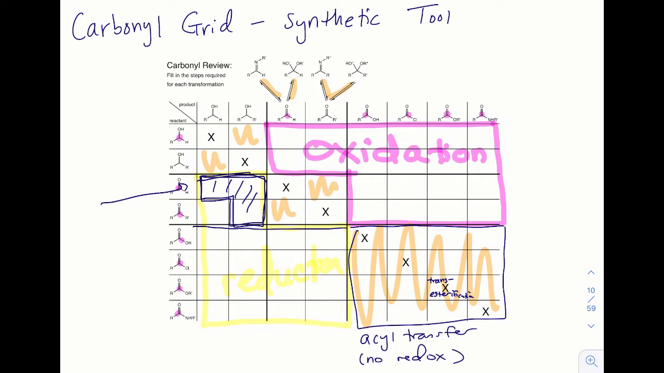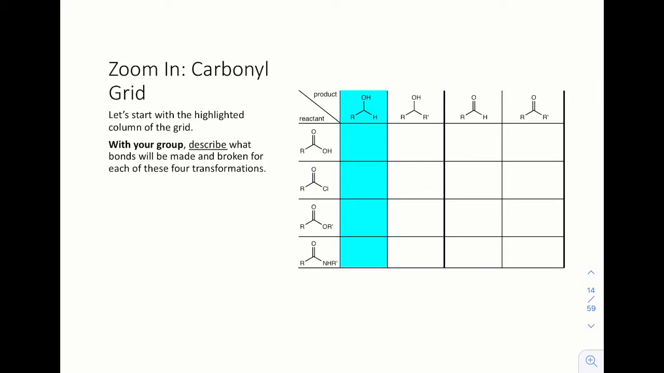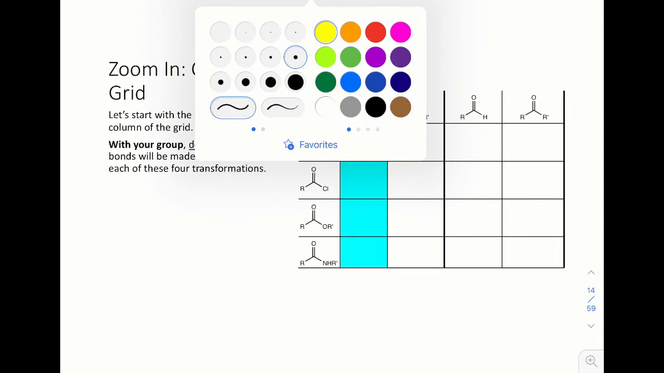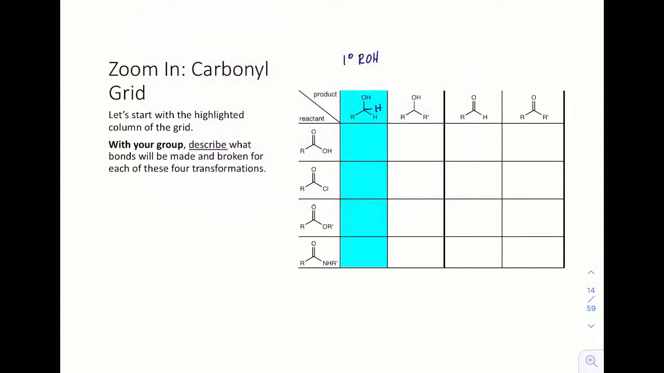And now we're going to zoom in on this lower left-hand quadrant that represents the reduction reactions of acids, acid chlorides, esters, and amides. And here we are on that zoom in of that lower left quadrant. We will begin now with the highlighted column. This column represents the synthesis of primary alcohols. If you'd like, you can draw in the implied hydrogen that is missing from that carbon since one was already there. And then I've highlighted in pink the carbon that either is or was the carbonyl carbon.